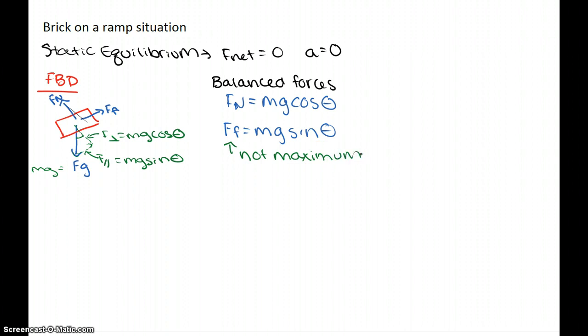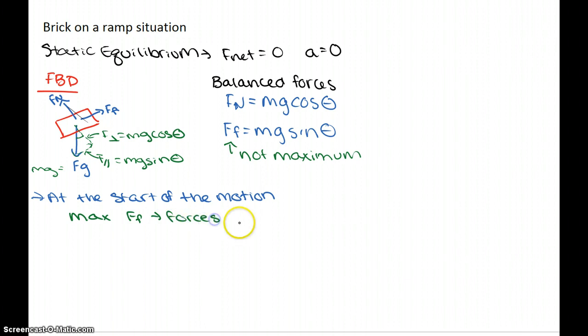So as you tip the ramp up, finally the brick is going to start to move, right? I can tilt it a little, nothing, tilt it a little more, nothing, and then all of a sudden it'll start to move. So let's talk about at the start of the motion. I've tilted the ramp just enough for the brick to move. So at the start of this motion, I have the maximum force of friction. The forces then, just before it moves, are almost balanced. Close enough, we're going to say they are.